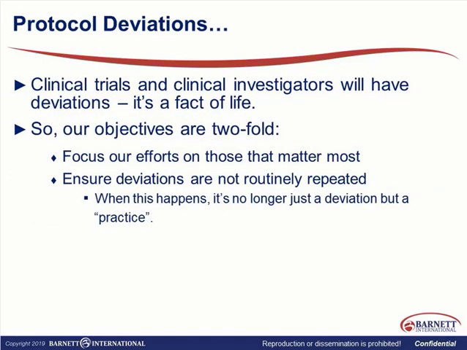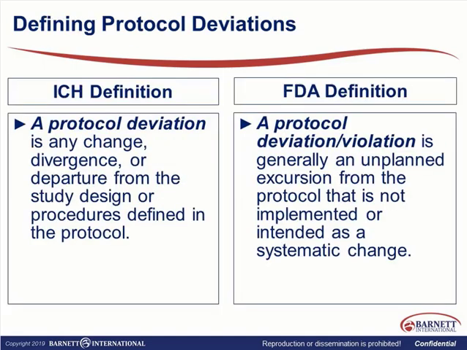So let's go ahead and get started. I think it's important that we first take a look at protocol deviations and recognize that protocol deviations are a fact of life. We are going to have a protocol deviation in our clinical trial. And this is something that we are also going to need to manage. One of the other challenges that we face is we have to understand, is this a one-time deviation or has this become a routine? Is this now becoming a start of practice where we now have deviations occurring routinely? And so we need to look at this.